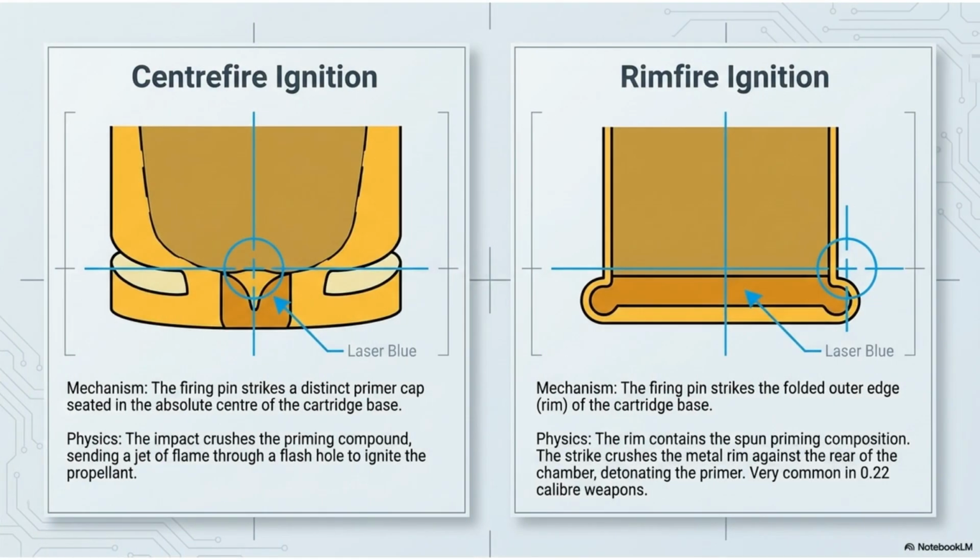Ignition systems are classified as centerfire or rimfire. Centerfire ignition involves the firing pin striking a primer in the center of the base. Rimfire ignition involves striking the folded outer edge or rim.